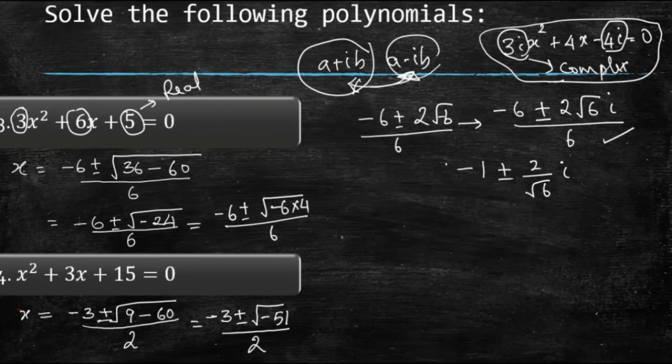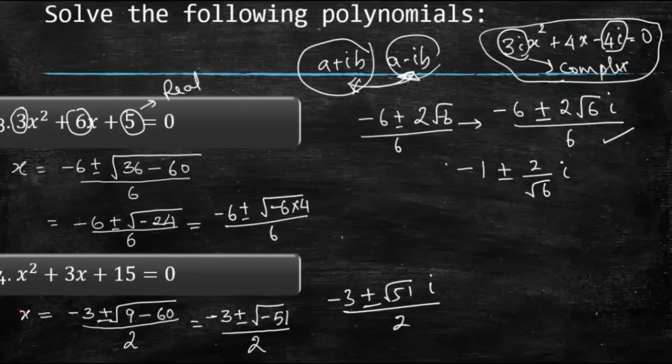And in this case, you cannot simplify root of 51. Therefore, you can just write this as square root of 51 i over 2, plus or minus, and therefore they are conjugate to each other, and you can still see that the coefficients are real numbers. It could be positive, negative, decimal, anything, but real numbers, not complex.